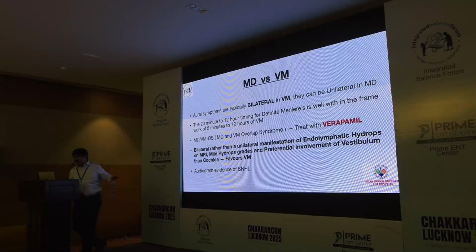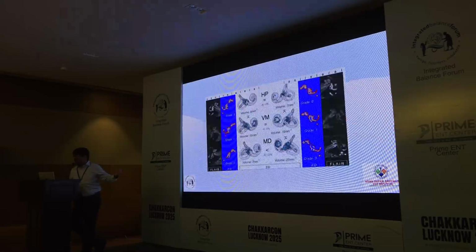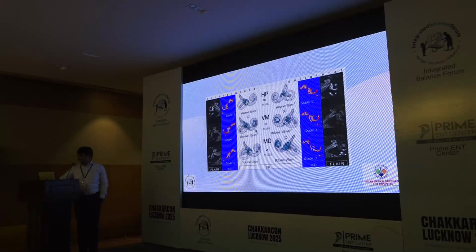Bilateral rather than unilateral manifestation of endolymphatic hydrops on MRI, mild hydrops grades, and preferential involvement of the vestibule rather than the cochlea favors vestibular migraine. If you take MRIs, this is a classic thing. There will be bilateral enlargement of the endolymphatic space. Bilateral endolymphatic hydrops will be there in vestibular migraine, whereas it will be unilateral in Meniere's disease. So this is one differentiating feature.